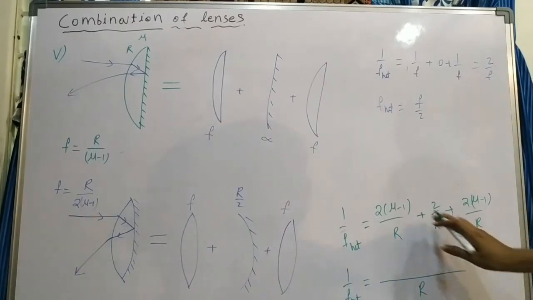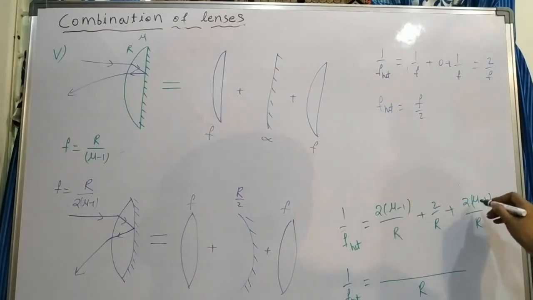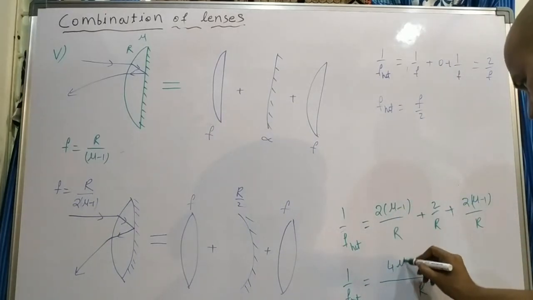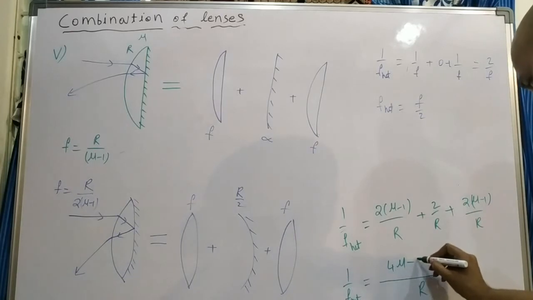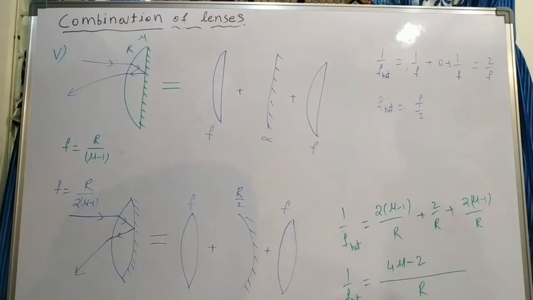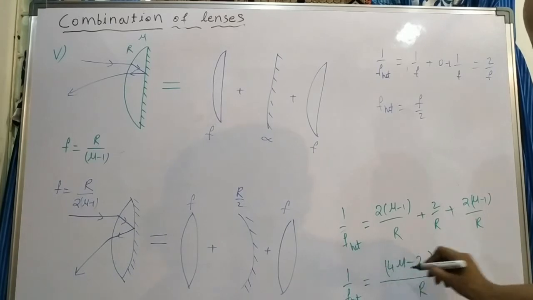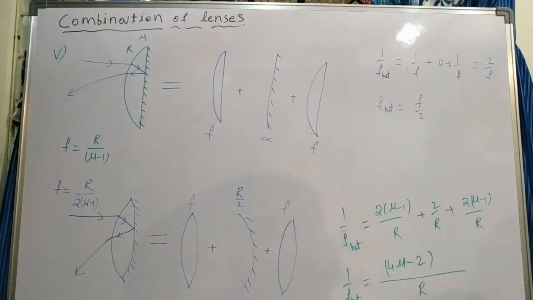What do you get in the numerator? That is 2 mu, here 2 mu, so 4 mu, minus 2, here plus 2 is there, and minus 2 remains. That is what we get in the numerator. Otherwise, it is better to take 2 common. So we get F net is equal to R by 2 into 2 mu minus 1. This is the net focal length we get.